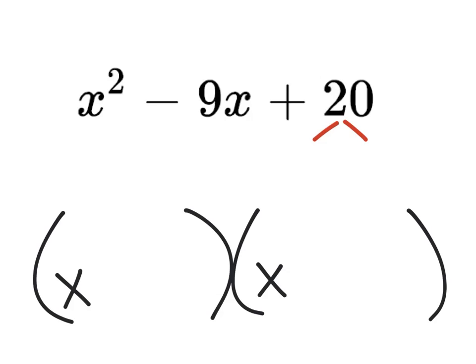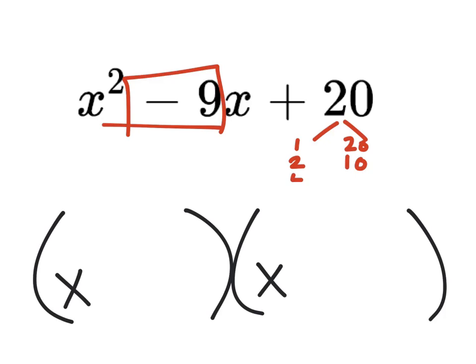So you could say 1 and 20, that would work. Oh, well, 1 plus 20 is 21. It needs to be negative 9 though, right? It needs to be this negative 9 coefficient of x. But 1 plus 20 is 21, so let's try 2 and 10 added together is 12, so that doesn't work. 4 and 5 add up to 9, but this is a negative 9 coefficient of x, so that's not going to work either.